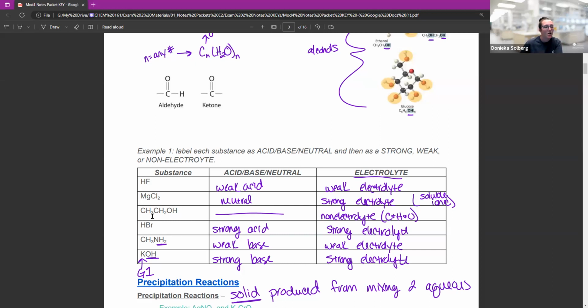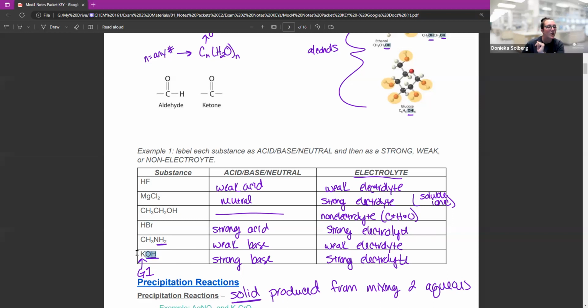Okay, it's only a base if it is group 1 or group 2 metals with OH minus. Okay, this one starts with an H, got to be an acid. This is one of the strong acids that we need to know. So it's going to be a strong electrolyte. Strong is strong. Like strong acid is strong electrolyte. Weak acid is weak electrolyte. They go together. Okay, this one here is carbons and hydrogens, but notice this little nitrogen here. That means it's going to be a weak base. Okay, so if it's a weak base, it is a weak electrolyte.